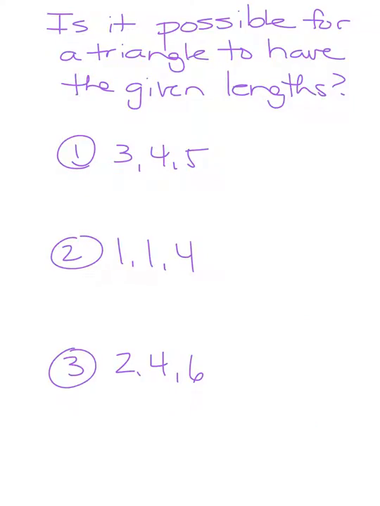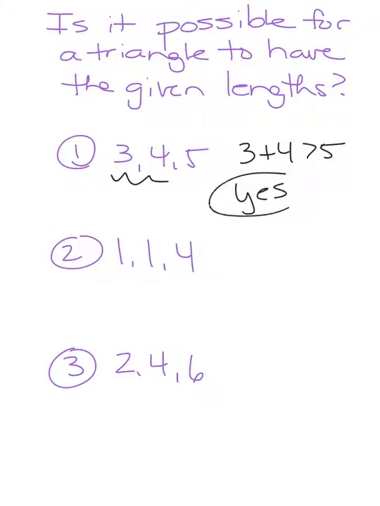So we have the question, is it possible for a triangle to have the given lengths? So let's look at number 1. Our side measurements are 3, 4, and 5. So if we take our two smaller sides, 3 and 4, 3 plus 4 is greater than 5, so that's okay. That answer is a yes. We can make a triangle with those given lengths.